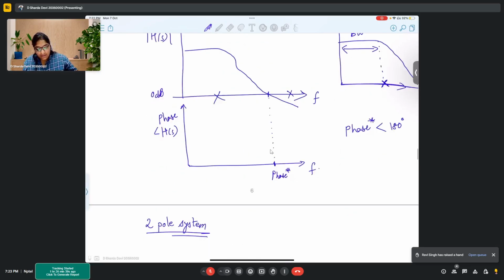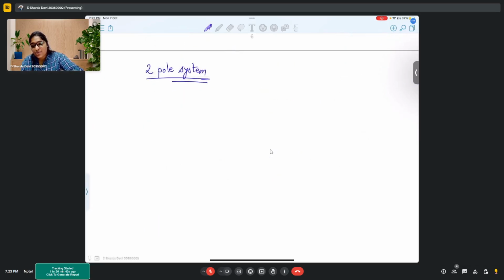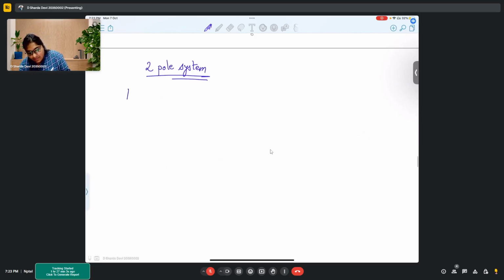Okay. So now, when we have a two-pole system, it's going a little lengthy, but I guess it is important, so maybe we'll take it up. A two-pole system is defined with a transfer function as A upon, or maybe I will write.